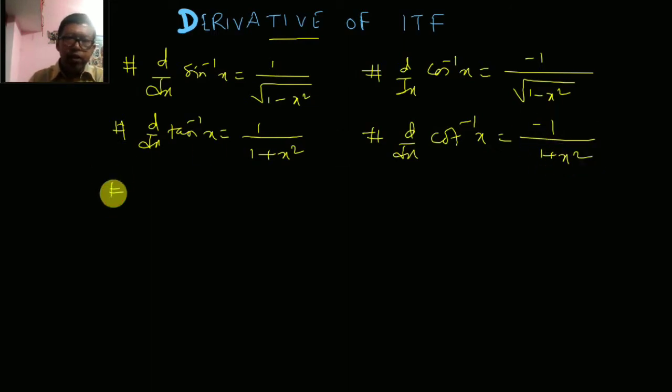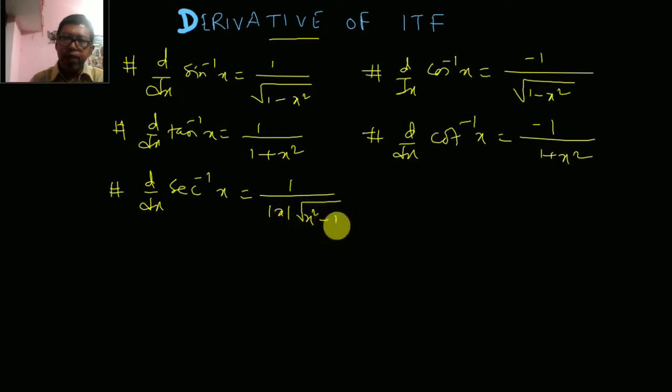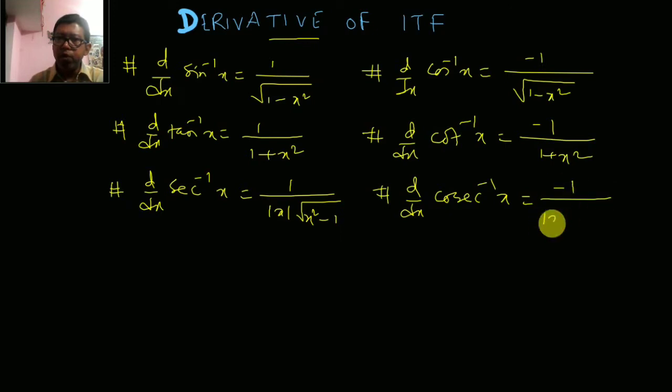Next is d/dx of sec inverse of x is equal to 1 upon modulus x root over x square minus 1. And finally, d/dx of cosec inverse x is equal to minus 1 upon modulus of x root over x square minus 1. These formulas were discussed earlier in the previous tutorial, so you have to see all the tutorials which are prepared earlier.